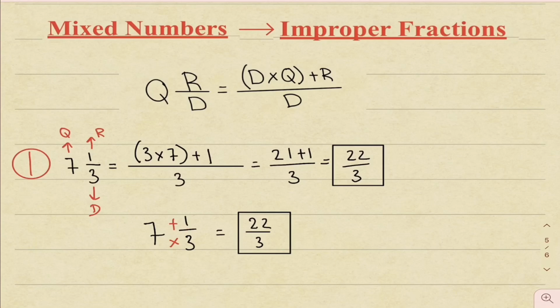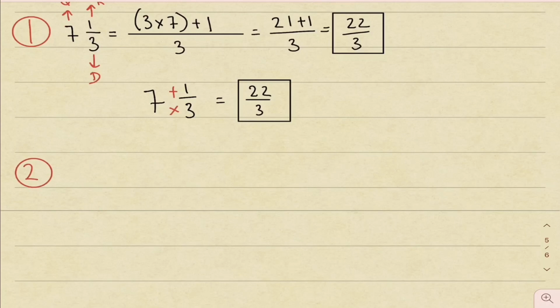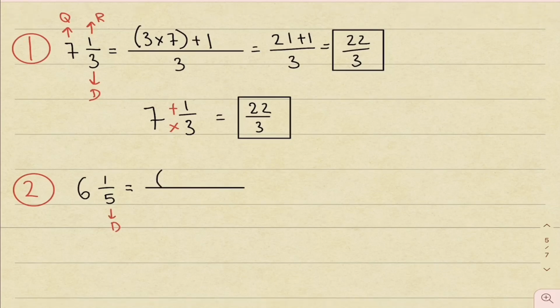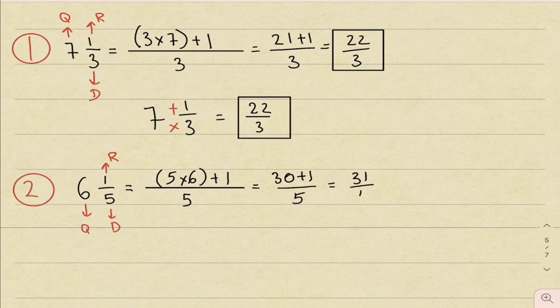Now let's go ahead and do another problem. Problem 2. Let's say I have 6 1/5. In this case, I'm just going to go ahead and use the formula first. So again, this is D, this is Q, and this is the R, the remainder. So I have D times Q, which is 5 times 6, plus the remainder, divided by the divisor. So 5 times 6 is 30, plus 1 divided by 5. The answer is going to be 31 over 5.